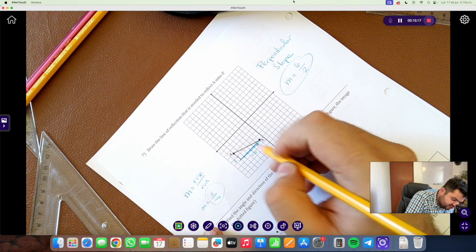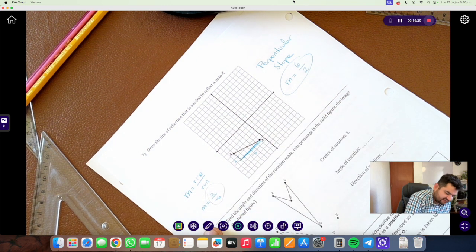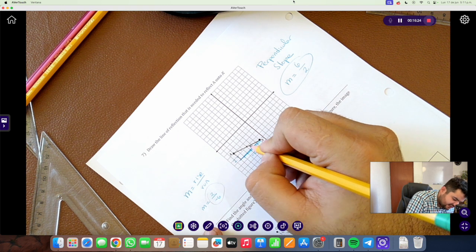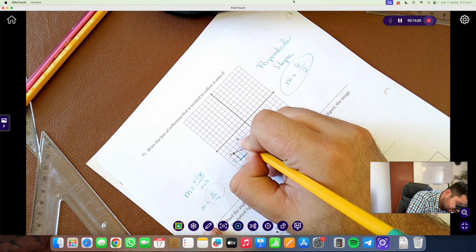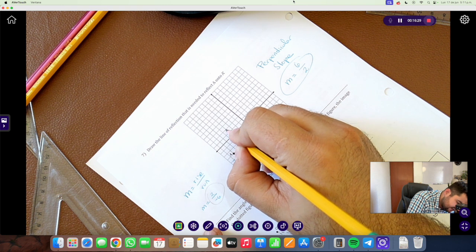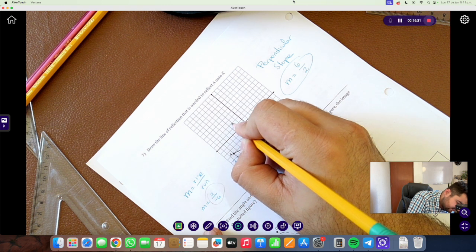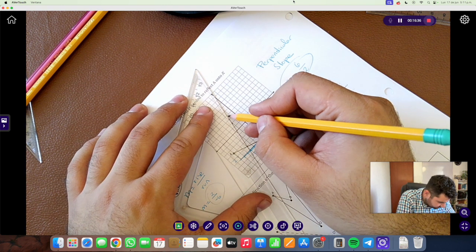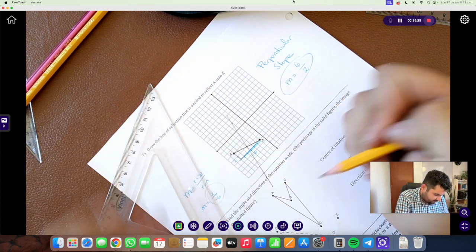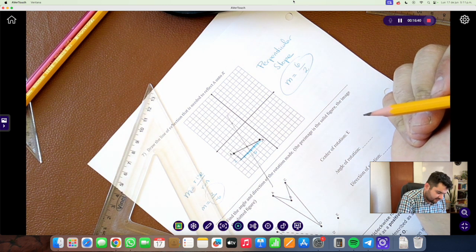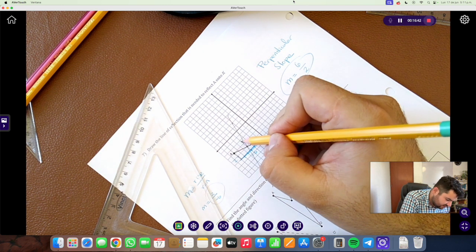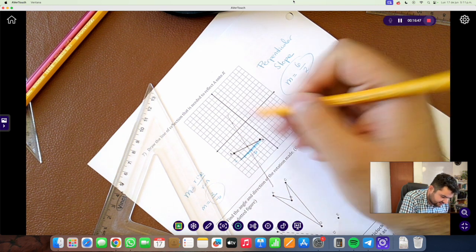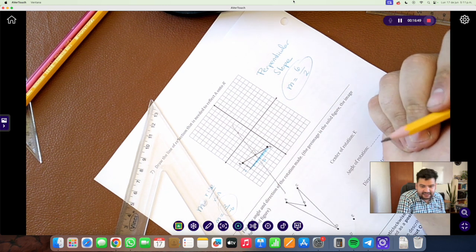Okay, I want to pass it through the midpoint. Here is my midpoint, and now I'm gonna do a 6 rise, 1, 2, 3, 4, 5, 6, and 2 run, 1, 2, here. Now this line, did I draw it correctly? 1, 2, 3, 4, 5, 6, 1, 2. Yeah. This line is a perpendicular bisector.